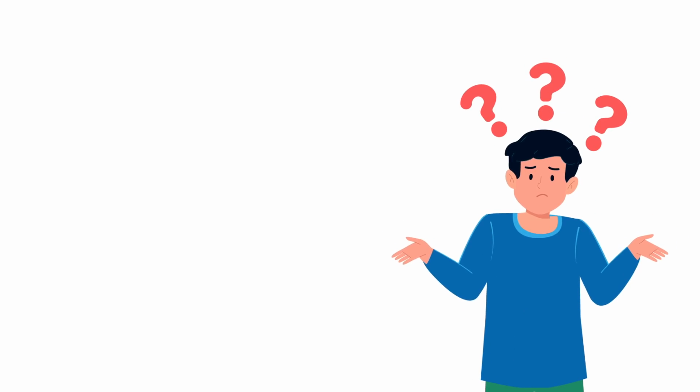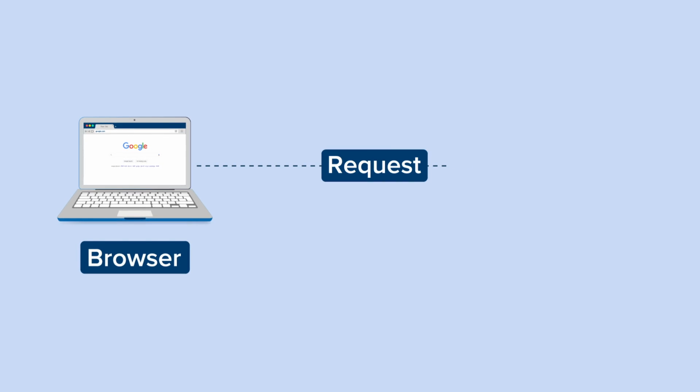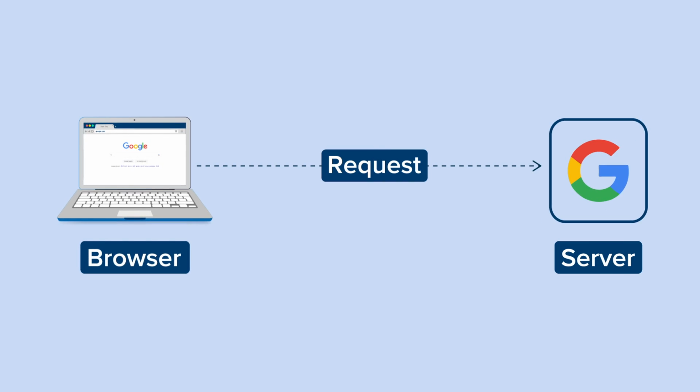Now the important question that lies here: how does a browser or a client identify which server is hosting which website? That is, if we want to open google.com, the request only goes to Google's web server and not to Internshala's web server. This means there must be something in between this communication channel that is helping our browser to locate the correct web server corresponding to the website we have requested.